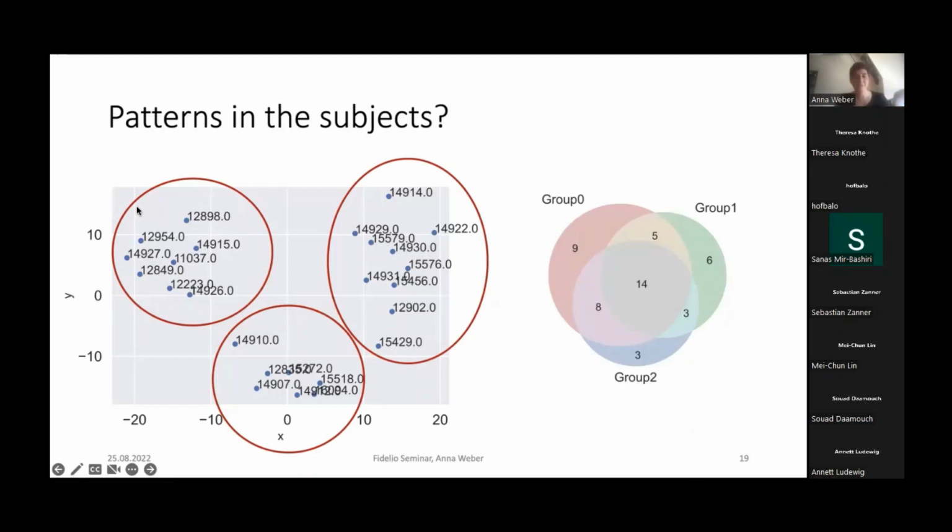So that means they have very similar repertoires if they're close, right? And I think it was quite clear that there are really 3 groups of people here, which I creatively called group 0, 1, and 2. And then my first instinct was to make this Venn diagram, because I thought, oh, maybe they really have distinct sets of T-cell receptors.